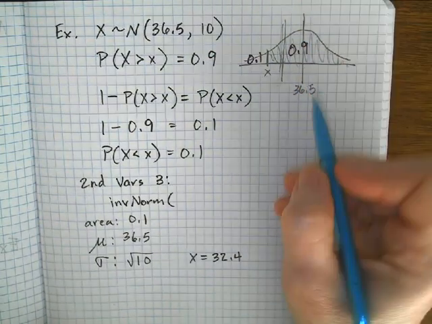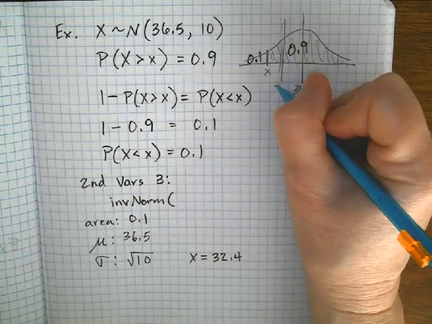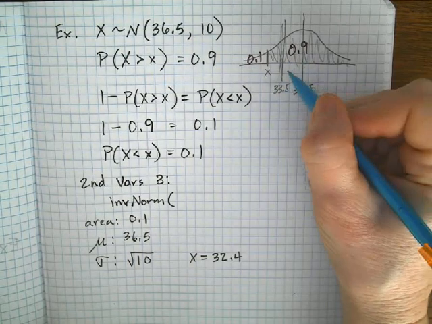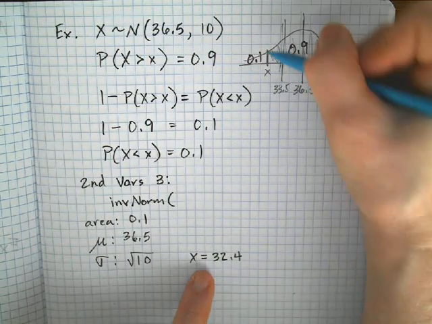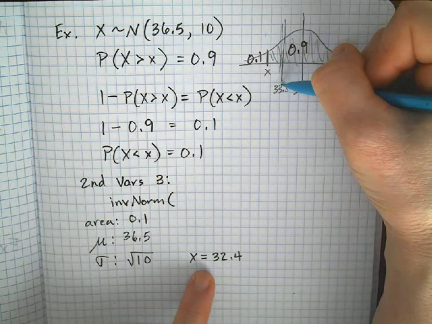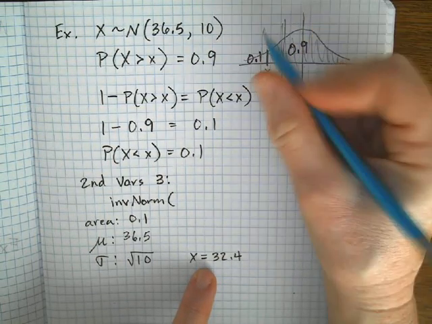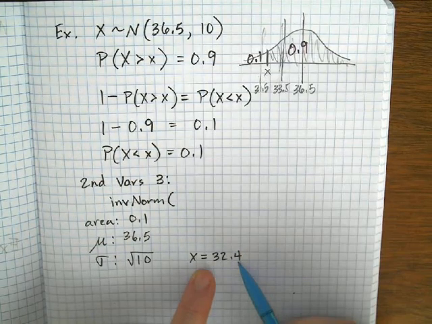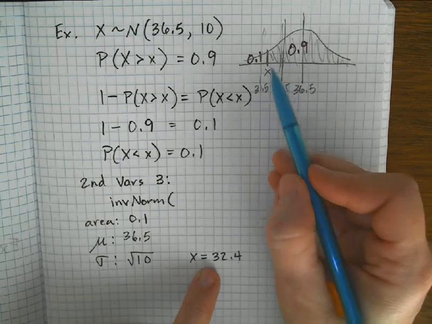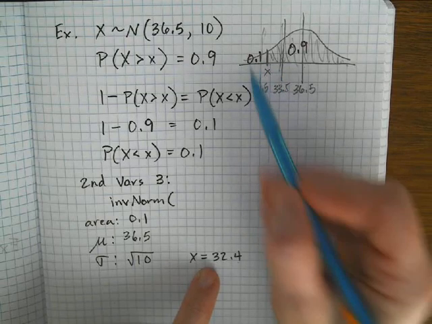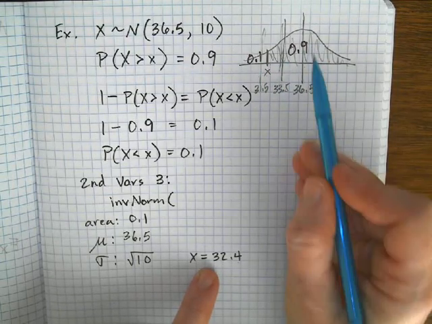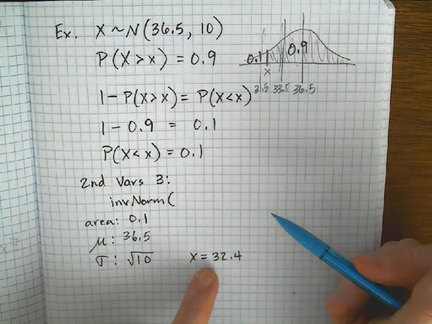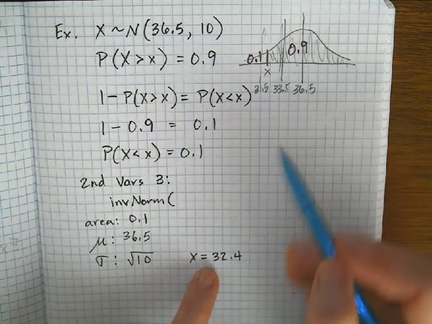So if I minus 3 from this, I get around 33.5. And then if I minus 3 again, I would get 31.5, and it makes sense, okay? So it makes sense that that's my x value, okay? Because that looks like about 10% of the area, that's about 90% of the area. If I equally space my standard deviations, it makes sense, okay?